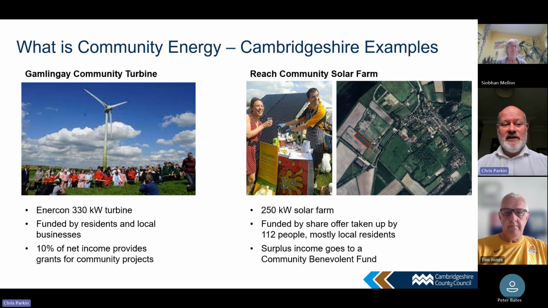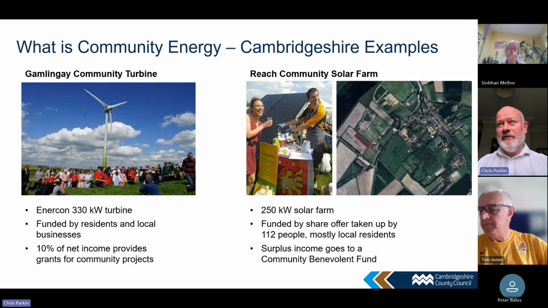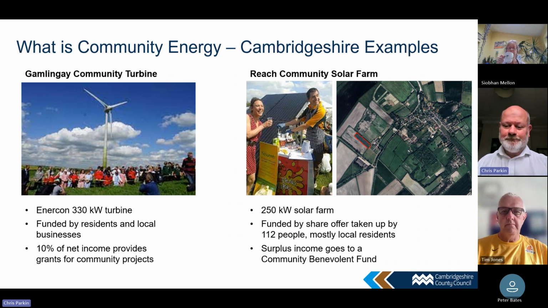At Reach, they developed a solar farm. It was a 250 kilowatt solar farm. The map shows the area of the solar farm outlined in red, just to give you a sense of scale relative to the size of the village. So we're not generally talking about enormous projects with community energy. It tends to be 1 or 2 turbines or a small solar farm covering part of a field. Reach's project was funded by a share offer, and they had 112 investors, mostly local residents, and the surplus income goes to a community benevolent fund.